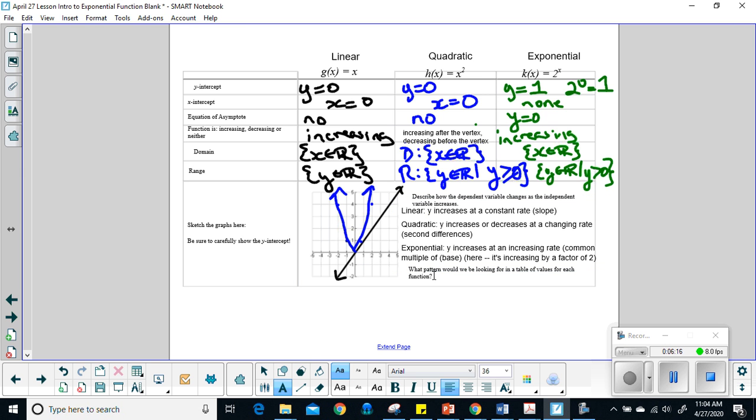What pattern would we be looking for in a table of values for each function? So our linear functions, linear, that's when our first differences are equal.